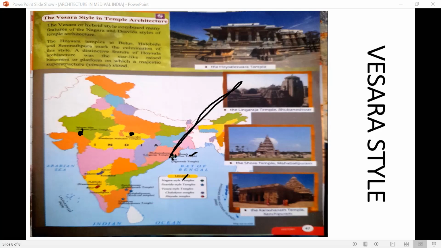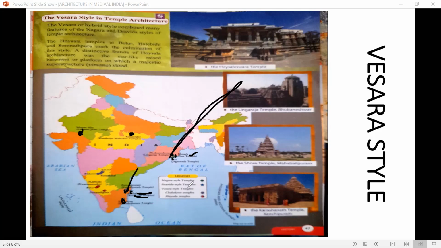Now let's go to the Dravida temple. Dravida temples are marked with a star. You can see three stars over here. The first star is Kanchipuram, which is the name of the place, and the temple here is the Kailasanath temple. Then we have the Rathas, the rock temples, in Mahabalipuram. And then in Thanjavur, we have the next temple, which is known as the Brihadeshwara temple.